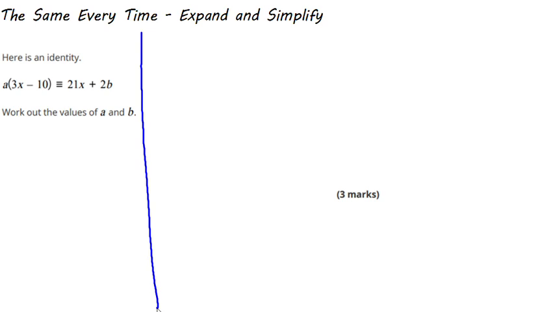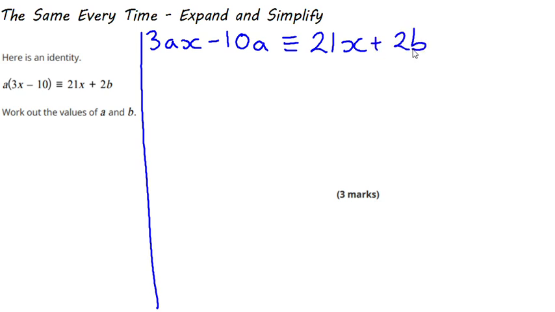So A multiplied by 3 multiplied by x would be 3ax, remembering that A is just some fixed number that we have to find the value of. Minus 10, so A times minus 10 is minus 10a. And that's an identity. Remember the identity symbol from the last video? That means that the left-hand side and the right-hand side are exactly the same thing, but written in a different way.